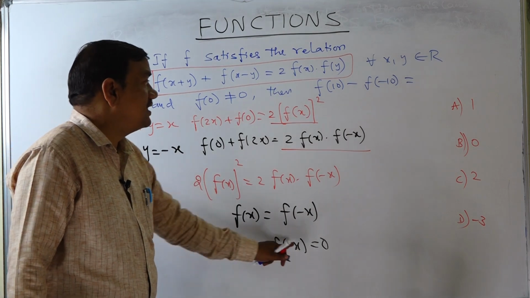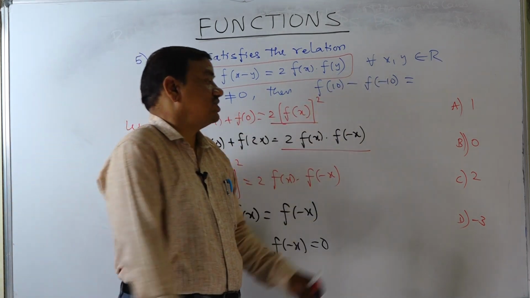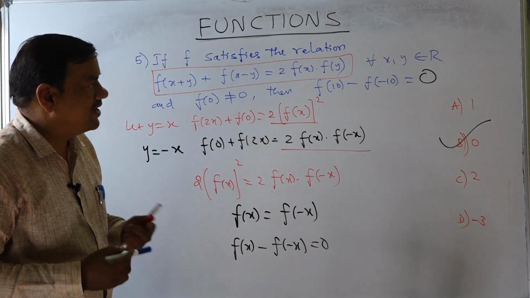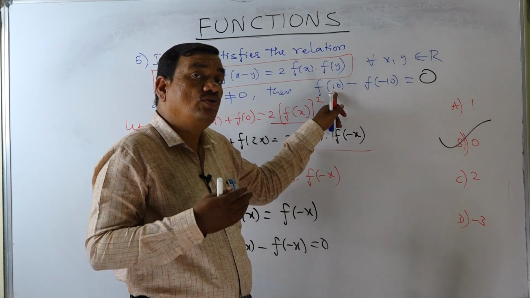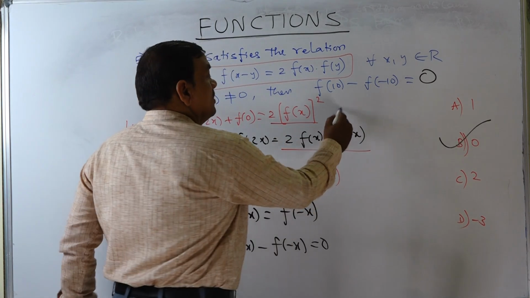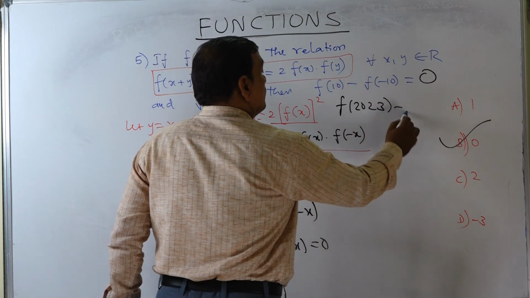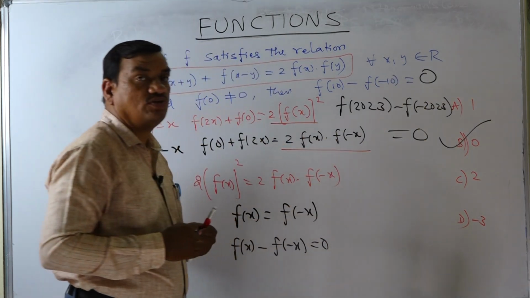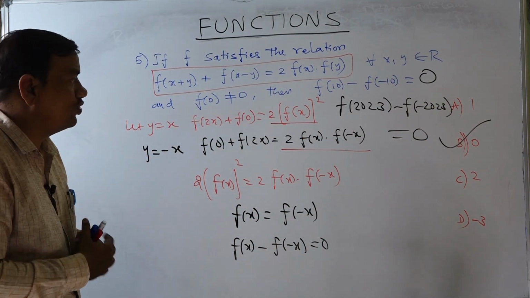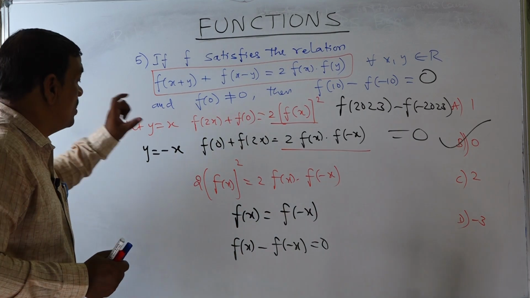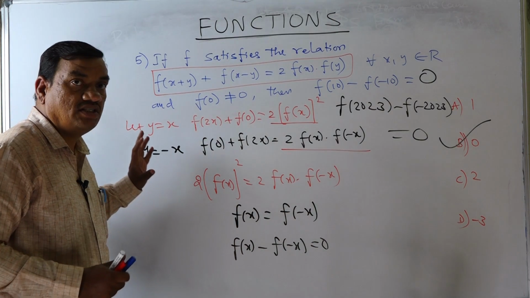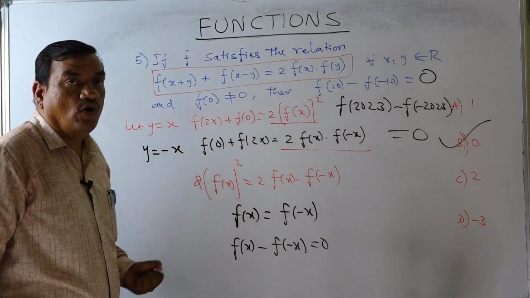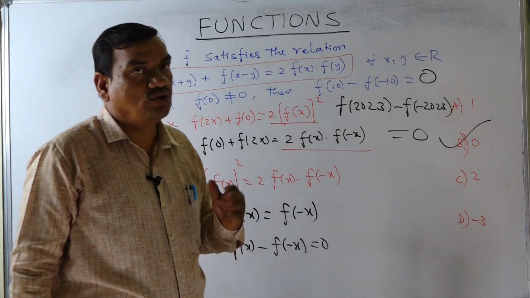That's all. x minus x, 10 minus 10. Your answer is 0. Option B is your right answer. Not only f of 10 minus f of minus 10, f of 2023 minus f of minus 2023 is also 0. This type of problem may be asked in the JEE Mains 2023 examination. The only idea you have to get is here: y is equal to x, y is equal to minus x. I hope that you understand this solution. Let us go for the next problem.